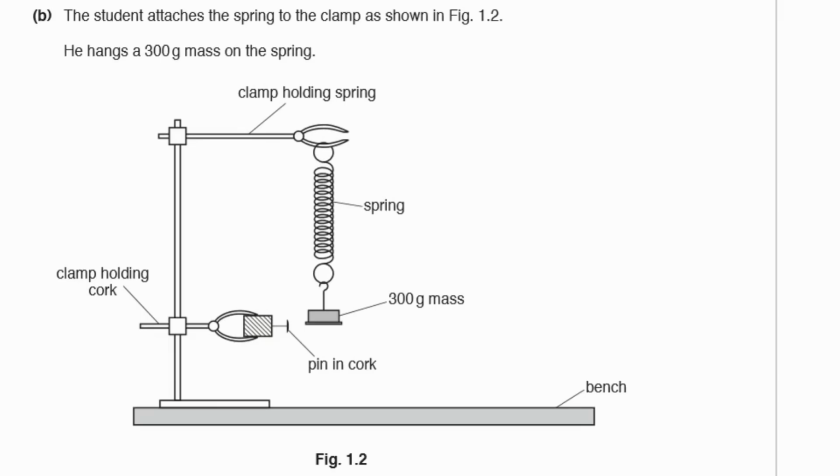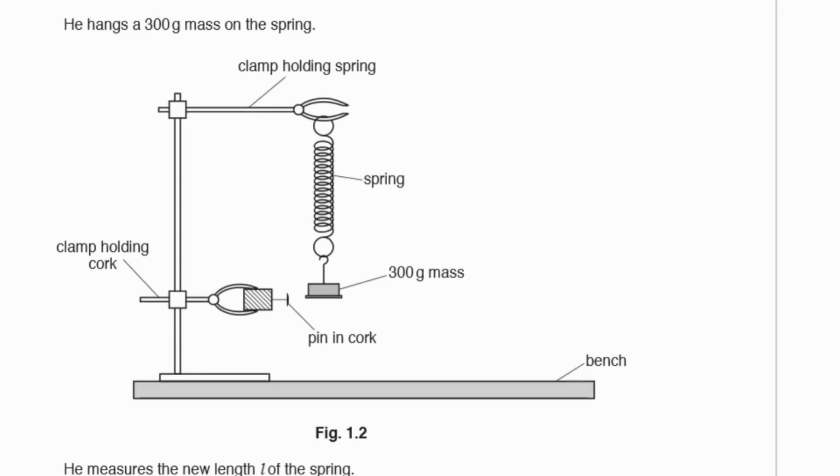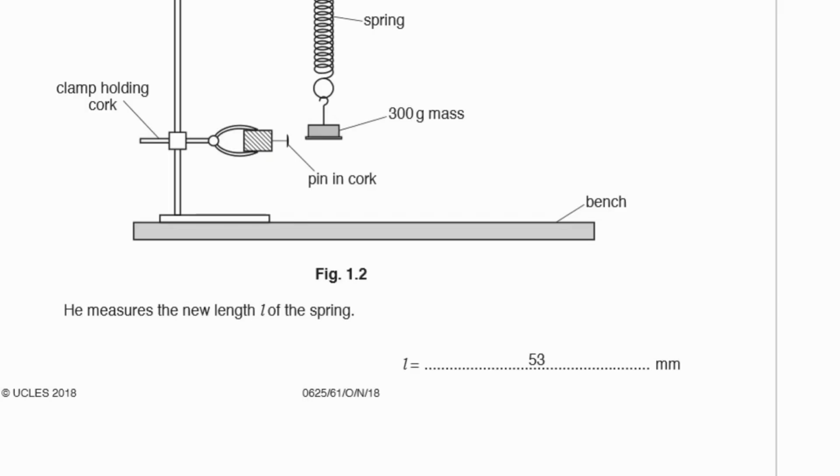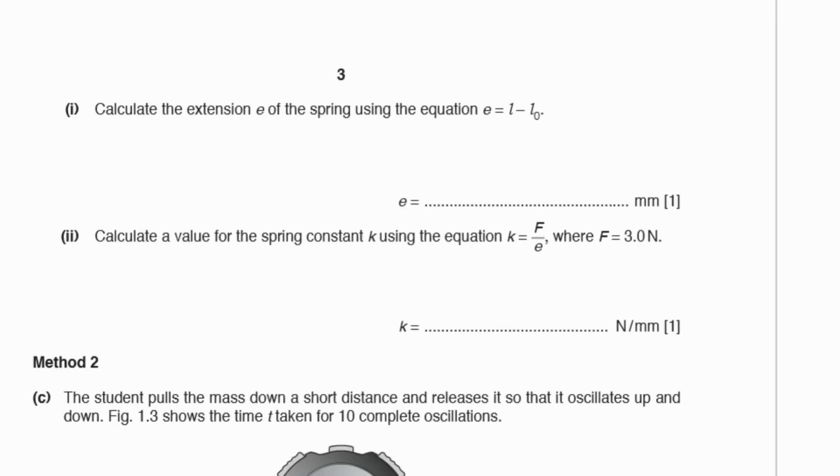Part B, the student attaches the spring to the clamp as shown in figure 1.2. He hangs a 300-gram mass on the spring. Right, okay. He measures the new length of the spring. Excellent, this one has been done for us. Calculate the extension E of the spring using the equation E equals L minus L naught. Alright, nice and straightforward. That's E equals 53 millimeters minus 22 millimeters, which should give you 31 millimeters. The units are already there, but always check.